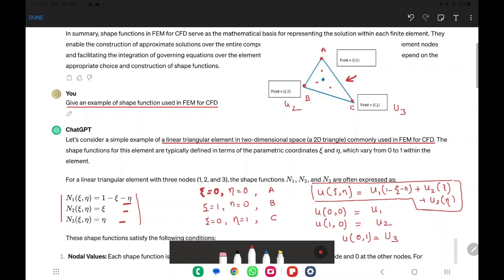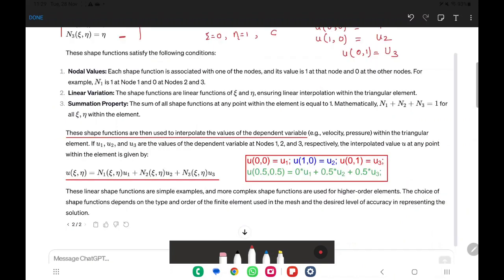From here on we proceed, and this technique is primarily used in stress analysis, solid mechanics. But this is applicable in CFD also. Okay. So these are the shape functions. You can see that this is what we are doing. Writing here, you'll find U(0,0) is U1, U(1,0) is U2, U(0,1) is U3, and you can find out what will be the point where xi is half and eta is also half. It will be somewhere in between, in the center. Okay, and you can find these values.